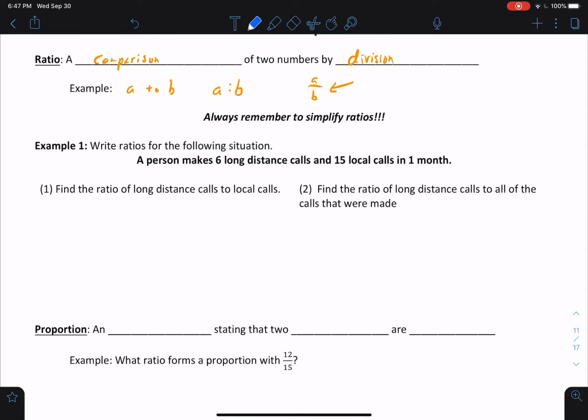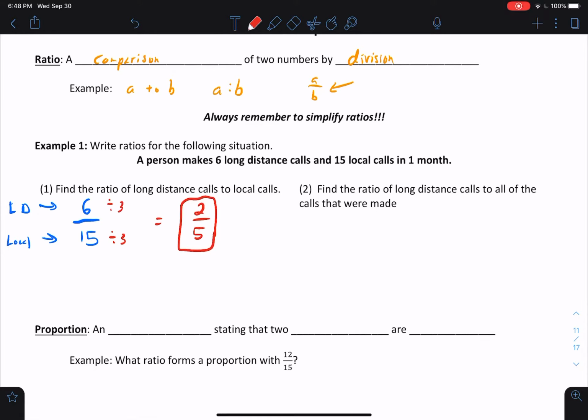This first question is saying find the ratio of long distance to local calls. So they made 6 long distance calls compared to the 15 local calls. This is long distance, this is local. Now I need to simplify this fraction. So what goes into both 6 and 15? What can I divide out? Well, I can divide a 3 from each of these, and that's going to be 2 over 5. Okay, so for every 2 long distance calls that they made, 5 local calls.